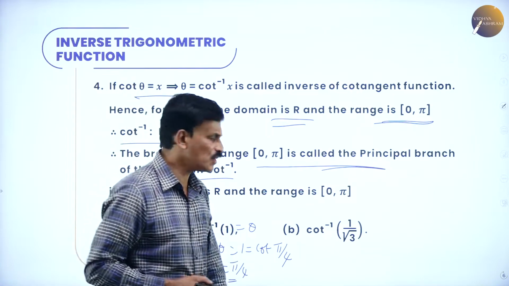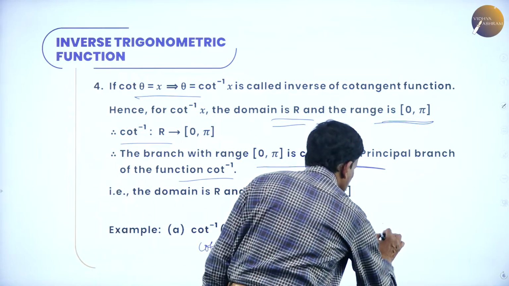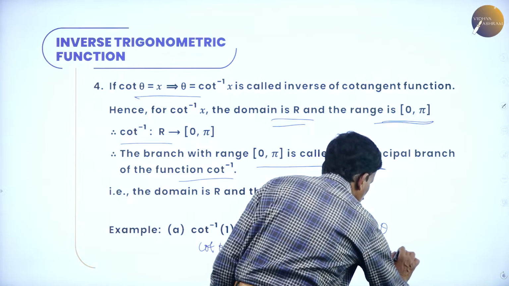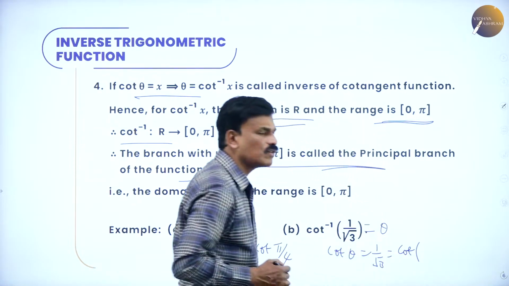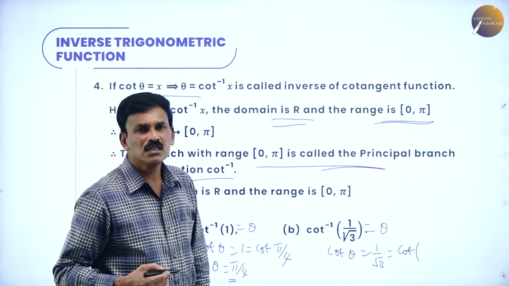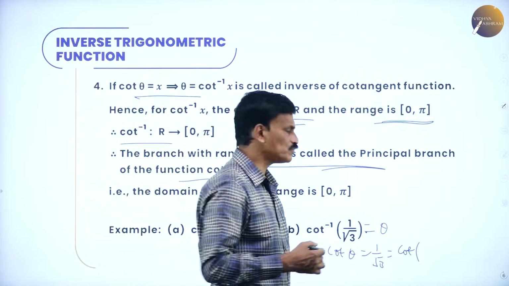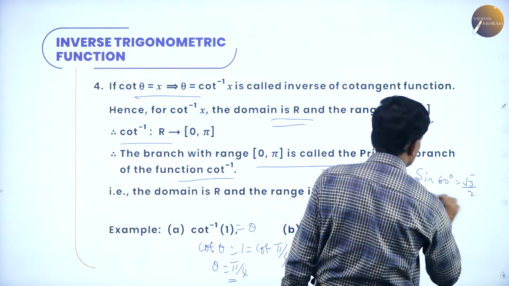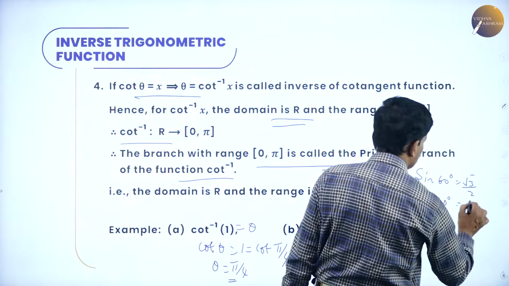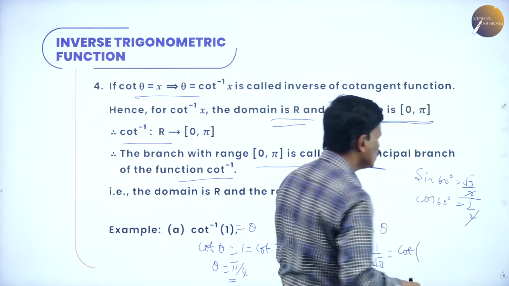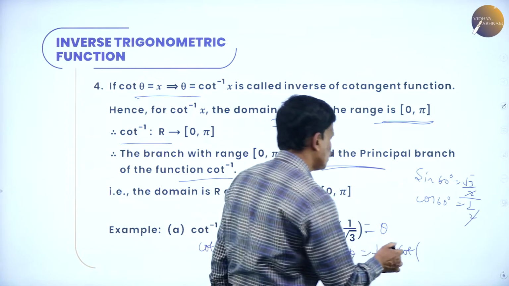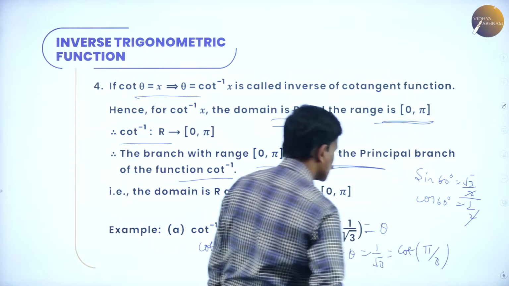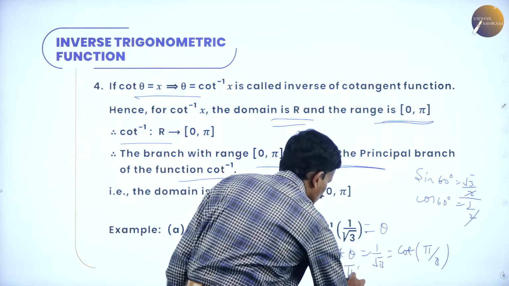Suppose cot inverse of 1 by root 3. Suppose if this is considered as theta, then what will you get? Cot theta is equal to 1 by root 3. This is equal to cot of, what is 1 by root 3 means? 60 degrees. Okay, what is sine 60? Sine 60 is root 3 by 2, cos 60 is 1 by 2. If you divide, you will get cot 60 is equal to 1 by root 3. So, therefore, this is equal to pi by 3 radians. So, theta is equal to pi by 3.